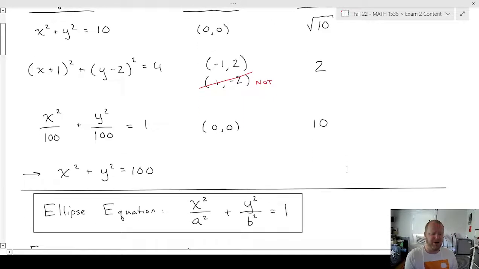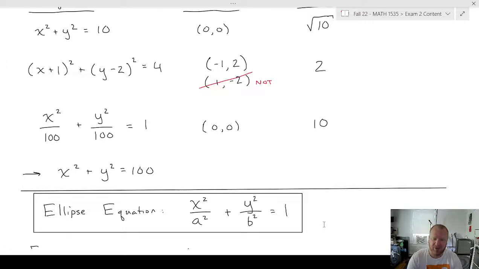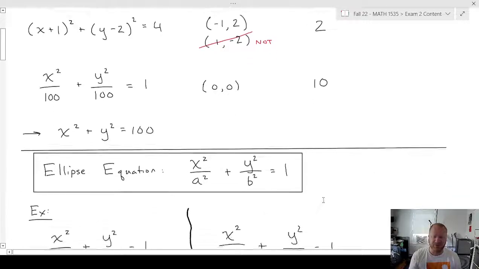Ellipses are just stretched out versions of that. So I'll start off with the ellipse equation. The ellipse equation is x squared over a squared plus y squared over b squared is equal to 1. And the important thing about this form that's different is that on the right-hand side, we've always got this equal to 1, okay? So our goal is always going to be figuring out what we can do to get it in this form where the right-hand side is equal to 1, and we've got x squared and y squared terms.